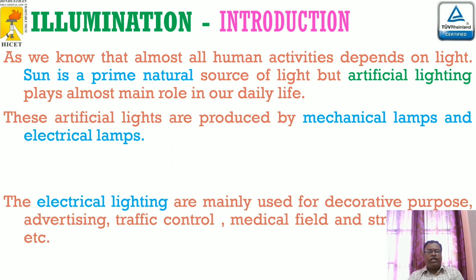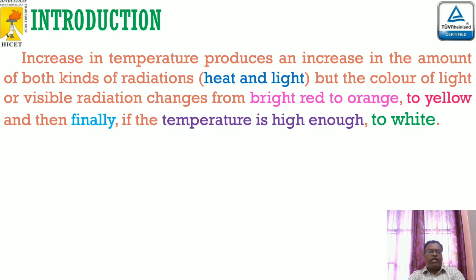So what is called electrical lighting? Electrical lighting is mainly used for decorative purposes, advertising, traffic control, the medical field, and some extras, and even street lighting schemes. So there is plenty of usage for artificial lighting.